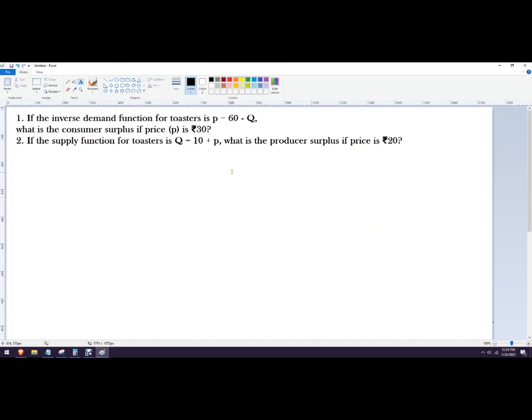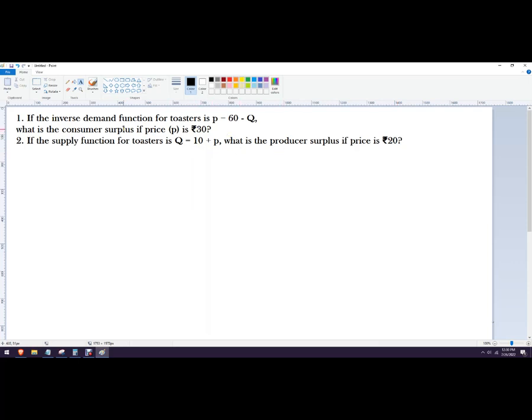Let's calculate what the consumer and producer surplus are when we're given the inverse demand function and the supply function. You have to be given the price. So here we've been given the price in rupees, so 30 rupees. And what is the consumer surplus from that function? And then what is the producer surplus from that function?